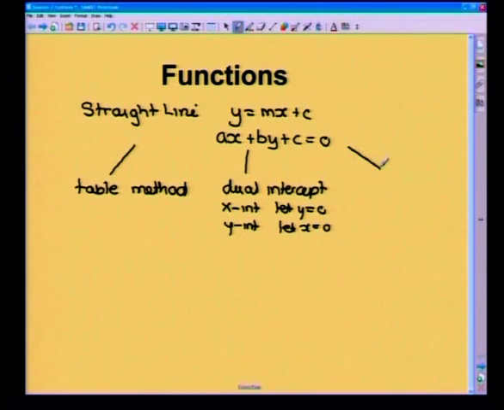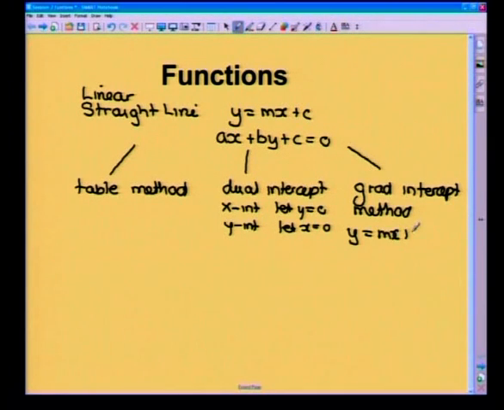The last method we have for our straight line function to work with, and by the way, straight line is also known as linear function. So let's put it up there. Linear meaning power 1. The last way we have to do it is to use the gradient intercept method. And of course, that is where the form y equals mx plus c becomes so useful. The c is always the y-intercept, and the m is the gradient.